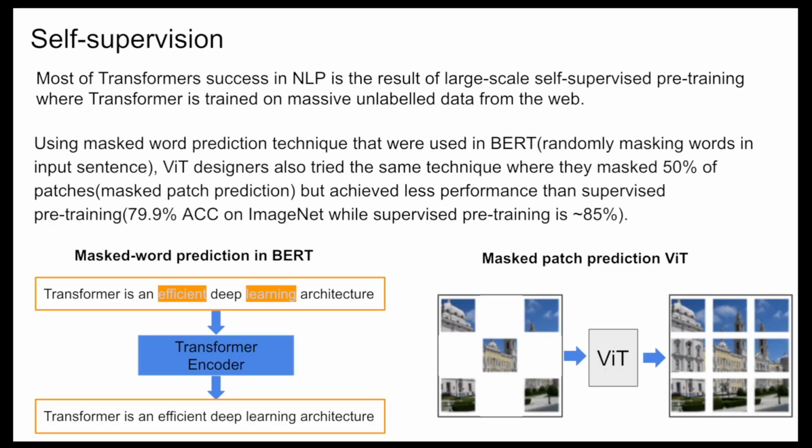Using the masked word prediction technique that was used in BERT, where they randomly mask words in the input sentence, the ViT designers also tried the same technique, where they masked 50% of the patches. This is called masked patch prediction, but they achieved lower performance than supervised pre-training. I think the accuracy here was 79.9 on ImageNet with self-supervision, while supervised pre-training achieved roughly 85. So there's a huge difference between the two.